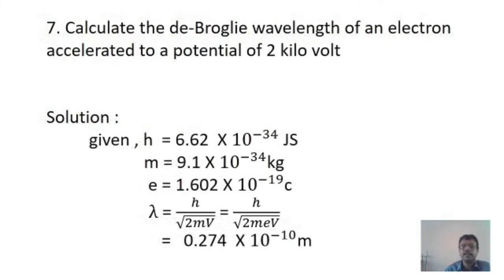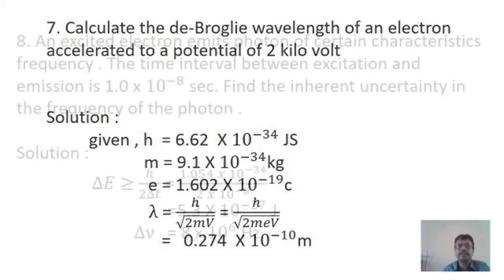Question number 7. Calculate the de Broglie wavelength of an electron accelerated through a potential difference of 2 kilovolt. According to de Broglie's matter wave, the de Broglie wavelength lambda is equal to h by square root of 2 m e V. Substitute the value of h, 6.625 into 10 power minus 34 joule second, by square root of 2 into mass of electron 9.1 into 10 power minus 31 into 1.6 into 10 power minus 19 into voltage 2 into 10 power 3. The answer is 0.27 into 10 power minus 10 meter.